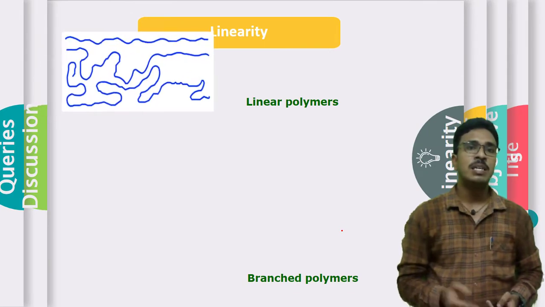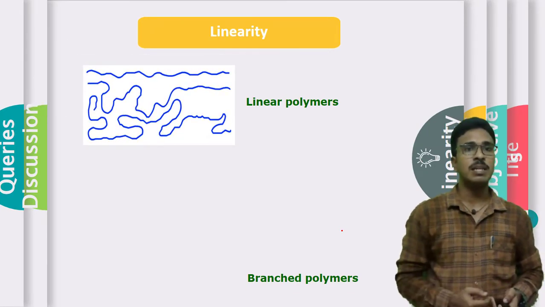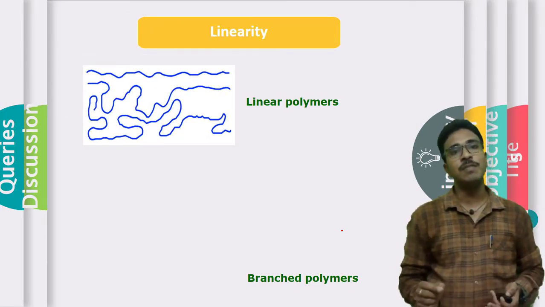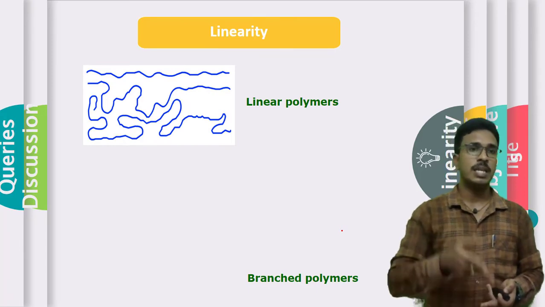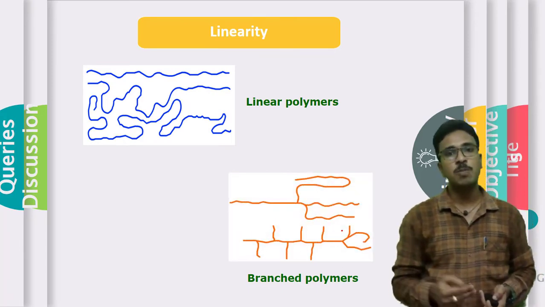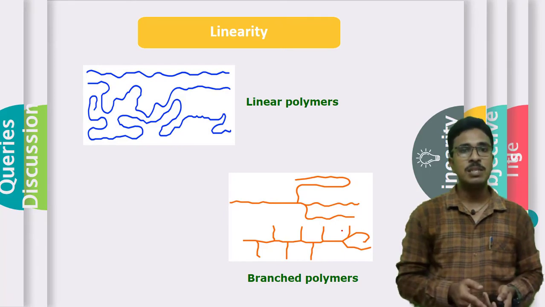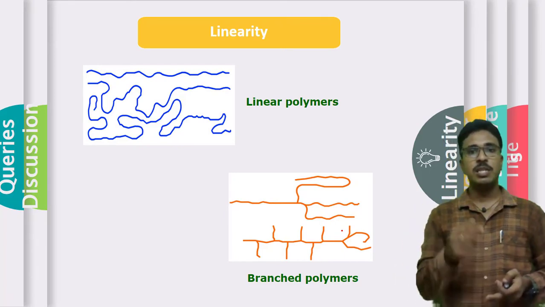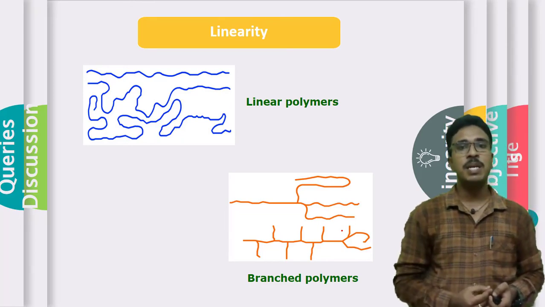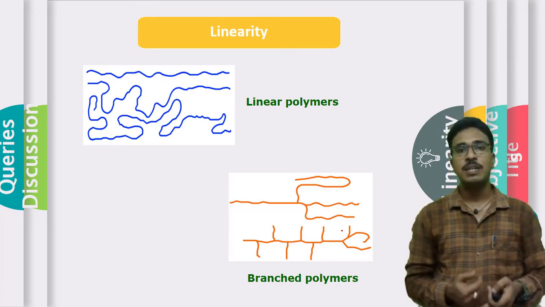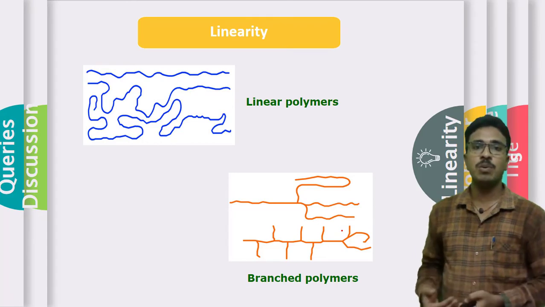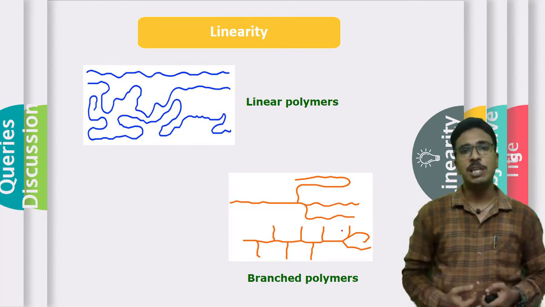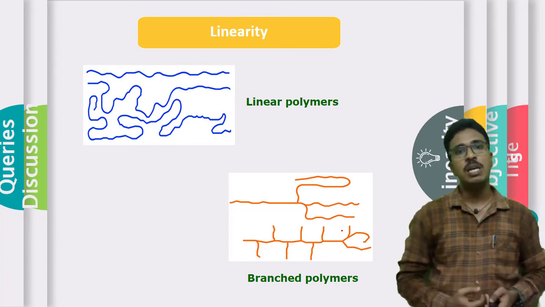Now you can see how a linear polymer looks: it should not have any branches and it should be straight. When it comes to a branched polymer, you can see a polymer system with some branches. Understand? These branches will not make the polymer highly crystalline, which results in poor attraction of intermolecular forces. Okay, this is about linearity.